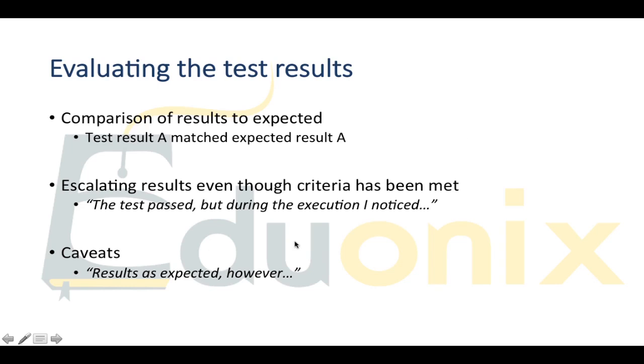Now, when you're evaluating the test results, it's very important to consult the initial requirements to ensure the results are exactly what was expected. If the results have been met, however, you're not happy with them, or if you don't think things are working as they should, it's far better to try and escalate an issue to the development team than it is to pass the test. That may really be a failure.